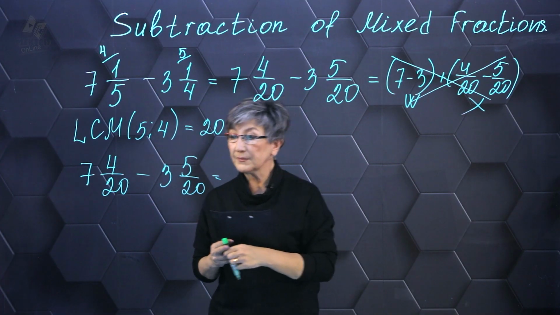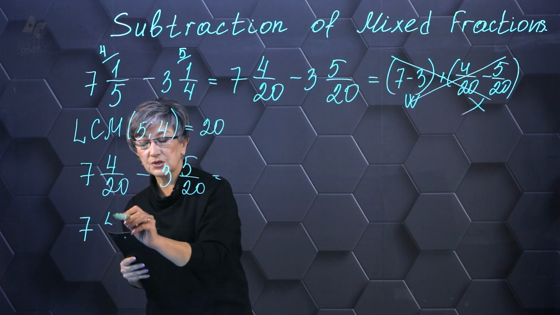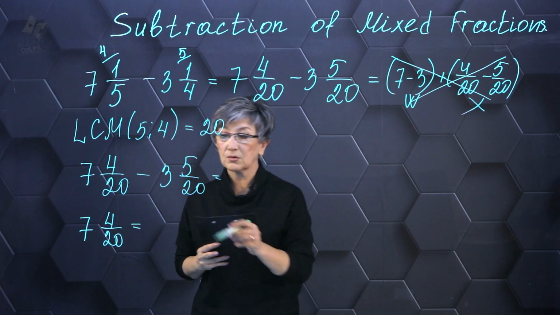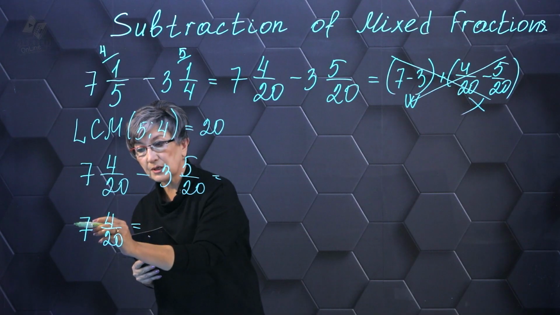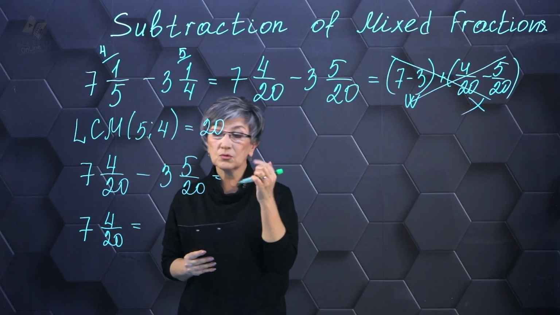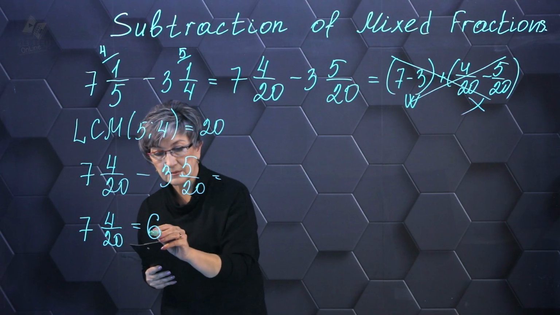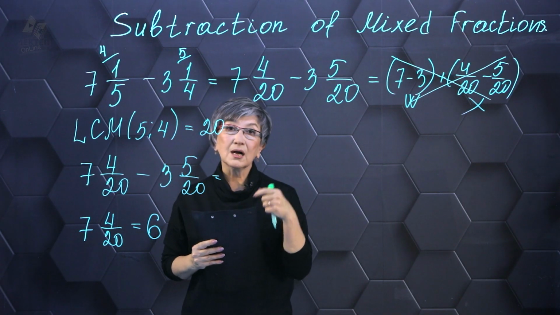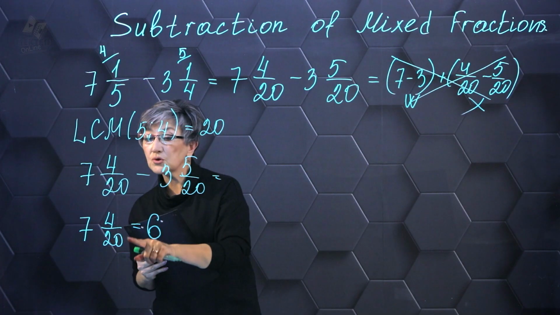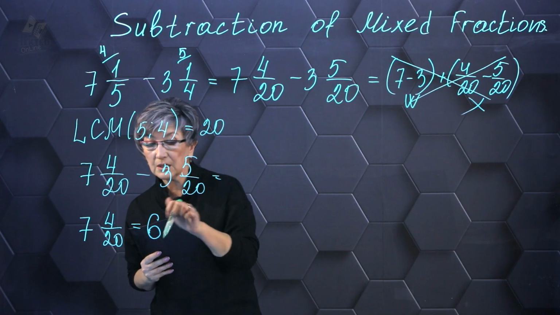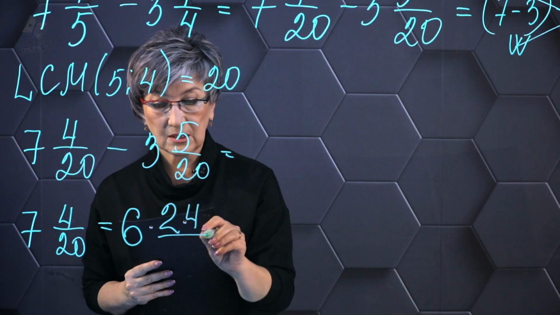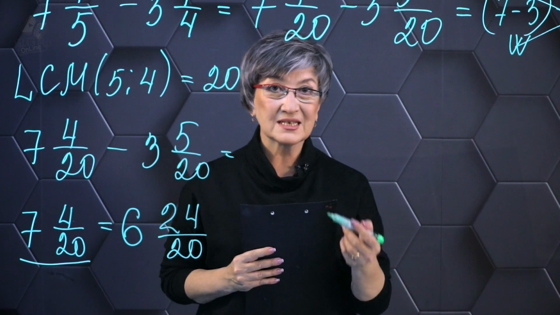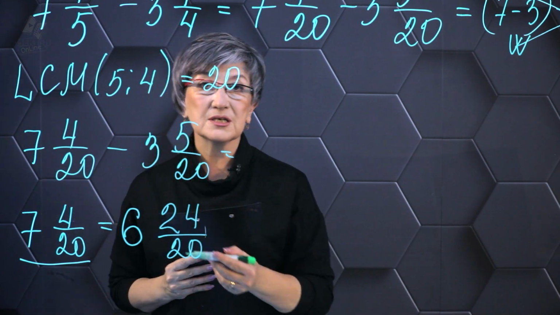So I'll write it down separately. 7 and 4/20. I'm going to write it down a little bit differently. What did I do? Notice I'm taking one whole part away from the 7. What's left? That leaves 6, right? That leaves one whole part. How do I write it down? Well, if we add 4 to 20, we get 24/20. So I wrote down 7 and 4/20 as 6 and 24/20.